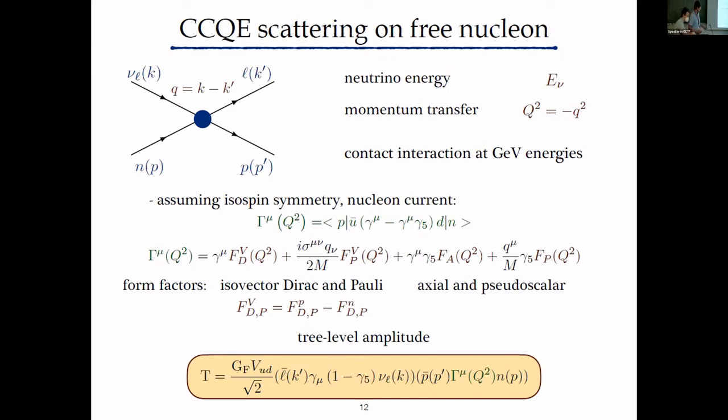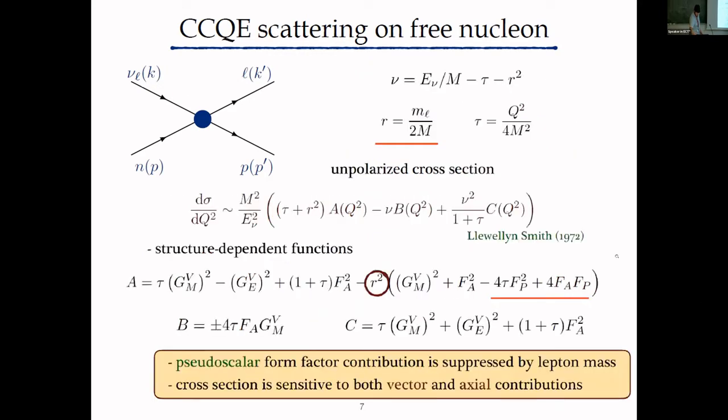Having this expression for the helicity amplitude, we can, of course, calculate the unpolarized cross section. All people who work with neutrinos know this expression almost by heart. The cross section is expressed in three structure-dependent parameters A, B, C, which are functions of just one momentum transfer variable, and they're expressed in terms of form factors in this way. The other two parameters, R and tau, are just kinematics here.